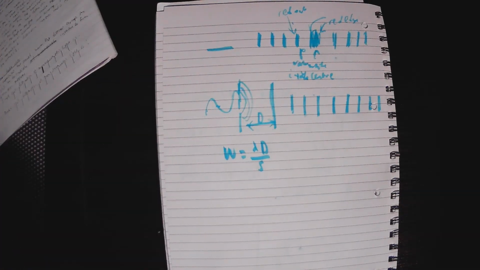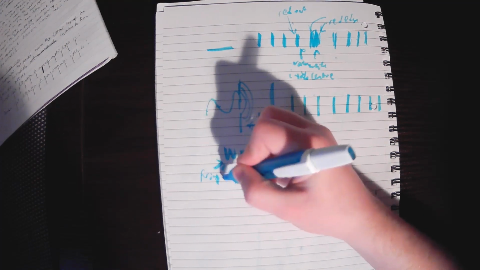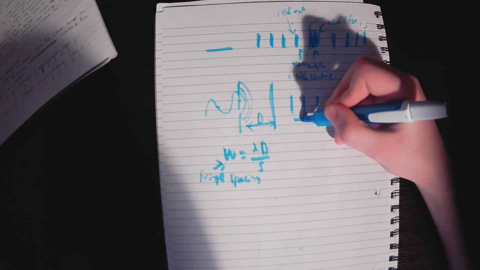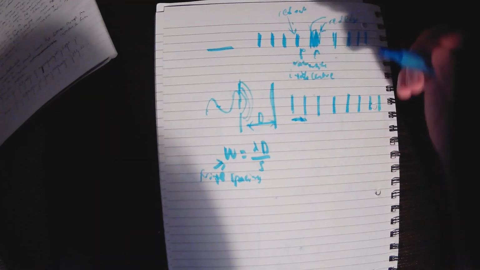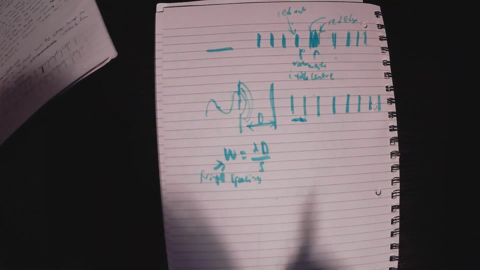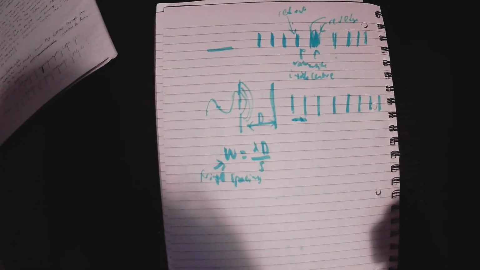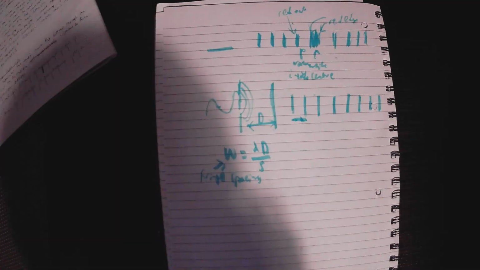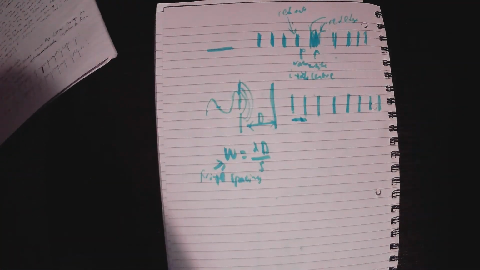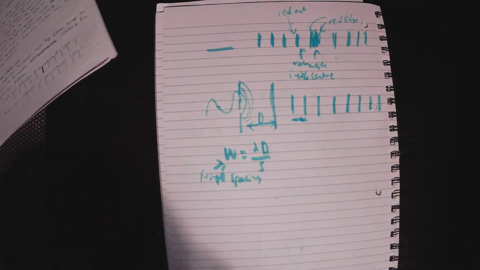So what do all these letters mean? W is the fringe spacing. So the space from the middle of one to the middle of the other. Alternatively, you could do the left-hand side of one to the left-hand side of the other, or the right-hand side to the right-hand side. But it can't be, do you know what I mean? It can't be right to left or anything like that because that would be inconsistent. So fringe spacing. We then have lambda, which you already know, wavelength.